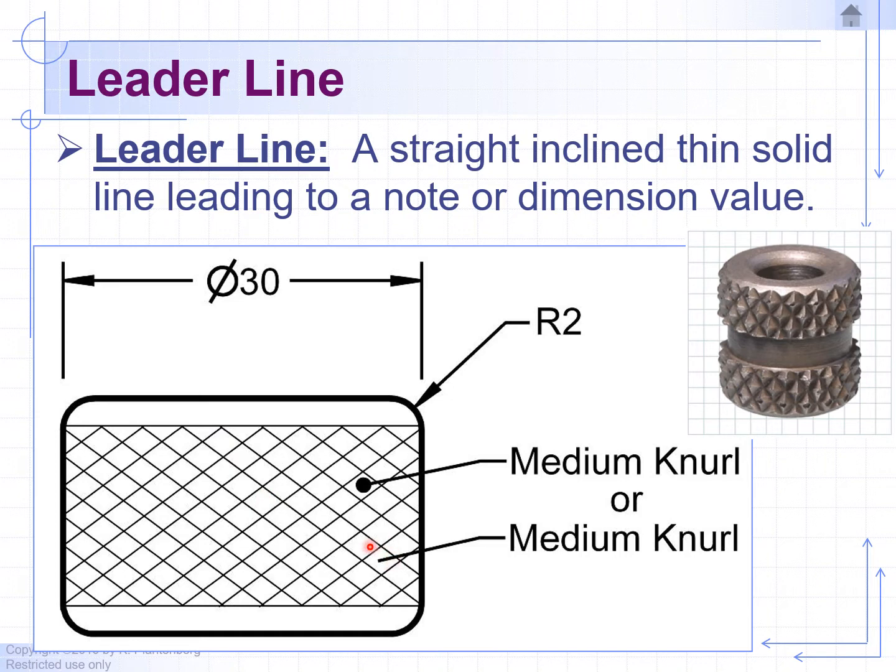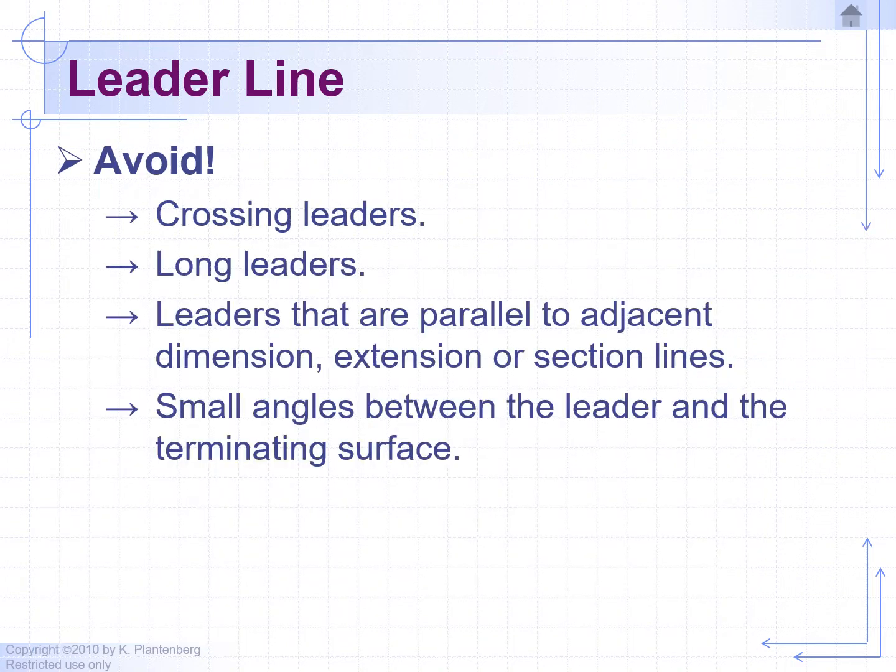Notice we don't use an arrow. You can use an arrowhead, but it just looks cleaner if you use either a solid circle or no symbol at all. And again, notice it's angled, it's inclined, it's not horizontal, nor are these leaders vertical. Always try and give it an angle, maybe about 45 degrees, 30 degrees, 60 degrees, but avoid using horizontal or vertical leaders.